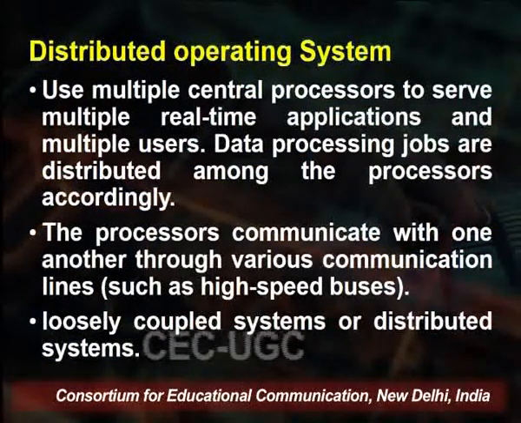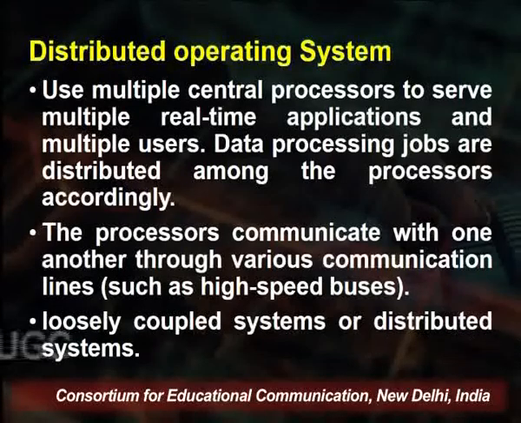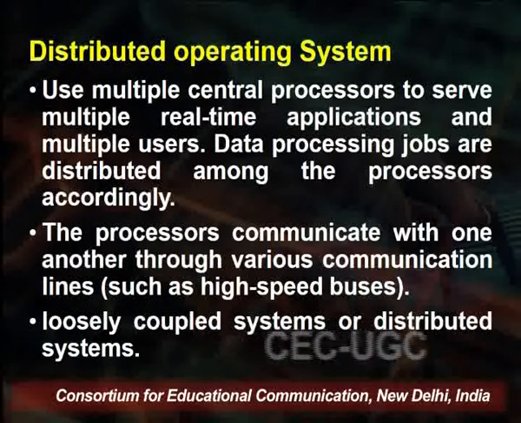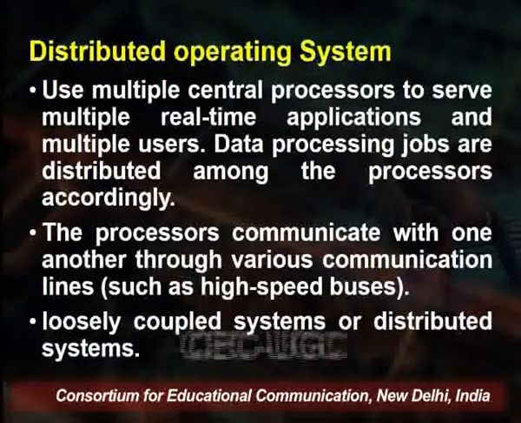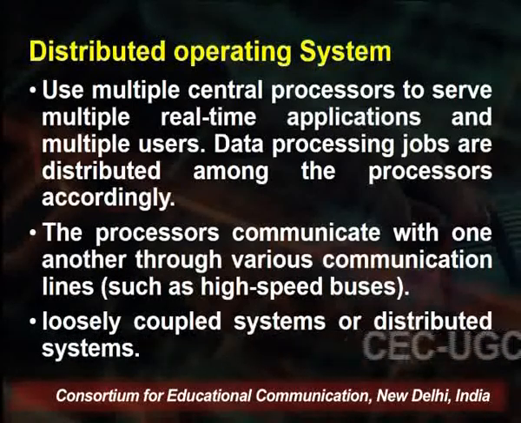The third type of operating system which we are going to discuss here is the distributed operating system. Till this point we have seen the time sharing operating system and the batch operating system. Now coming to the distributed operating system, as the name indicates, it is going to use multiple processors in order to serve many applications. These applications are real time, that's why multiple processors are involved to serve many real time applications of multiple users.